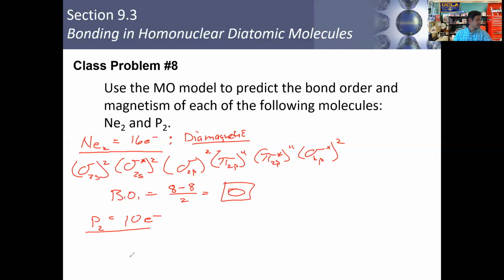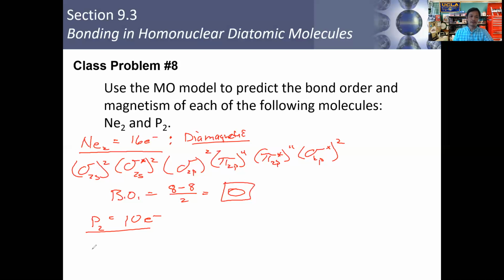Now, with phosphorus, we're in period 3. It will not change how we approach this. The only difference is that instead of blending together 2s orbitals and 2p orbitals, we're going to blend together the 3s orbitals and the 3p orbitals. And since phosphorus is right underneath nitrogen, we would expect that phosphorus will order its orbitals in the same way that nitrogen orders its orbitals. So let's fill in the electron configuration for diphosphorus.